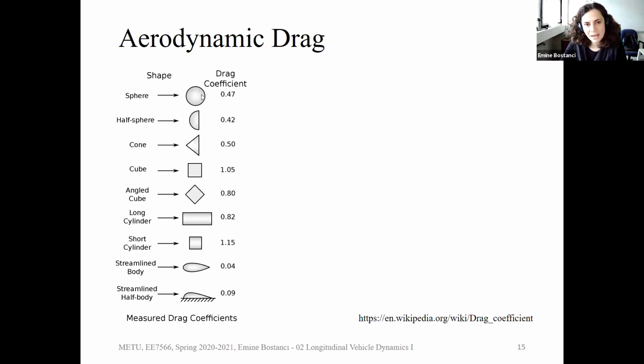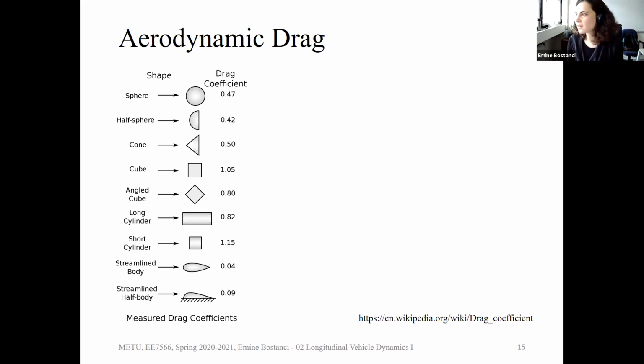So as you can see, the side looking to the moving direction is important. Also, the side not looking in the backward direction is also important, because the sphere and the half sphere have different drag coefficients. And also the cube or the long cylinder or short swept cylinder have different aerodynamic coefficients.